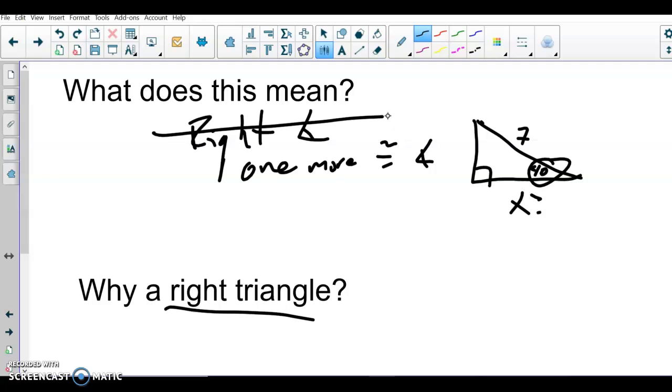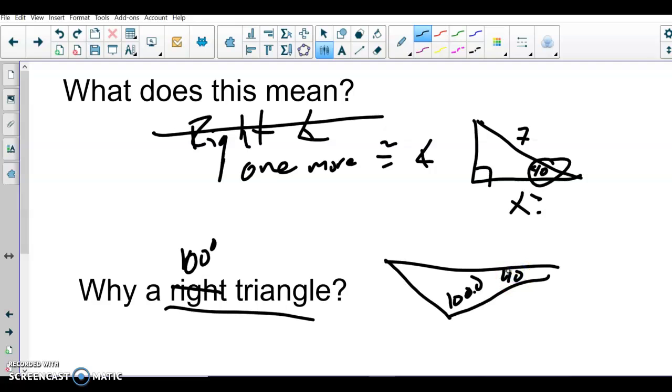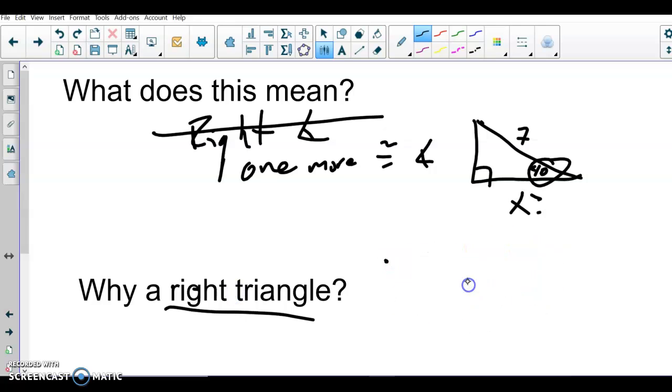It's not that it's special. I mean, if we could say that we're dealing with a 100-degree triangle and always have a 100-degree angle right here, then that ratio would always be the same. But 100-degree angles are uncommon. 90-degree angles are the most common, and so we're going to use that.